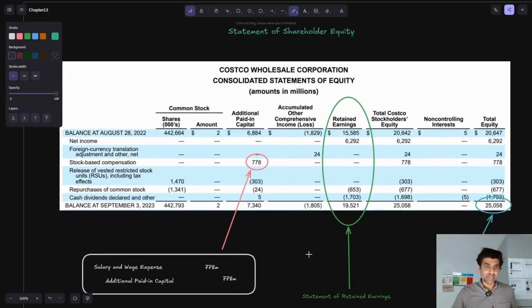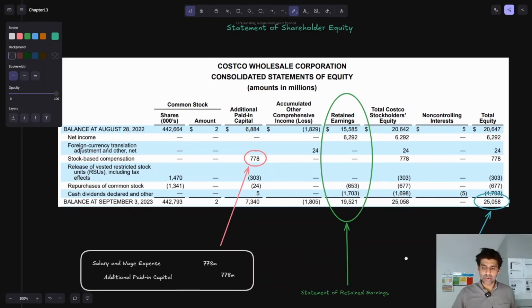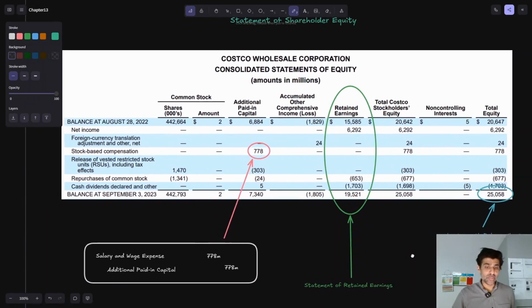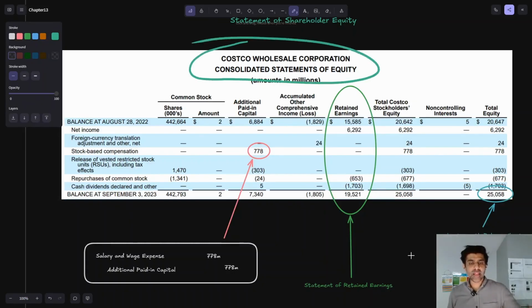This is the statement of shareholder equity. I think we've seen this a couple times in the class, but just to revisit, now that you've spent a little more time with the equity section of the balance sheet. Again, this is a separate financial statement than the balance sheet.